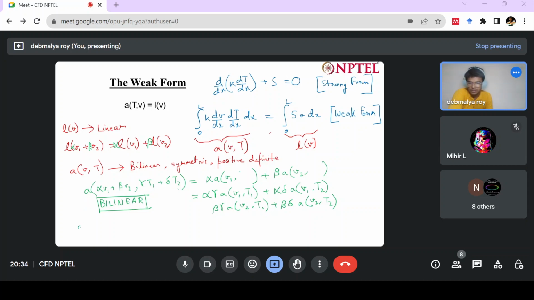It is symmetric. Symmetric basically means a v comma t is equal to a t comma v. You can keep comparing this with the term that we have got. So here also you can see, if I simply interchange v and t, no problem, because these are multiplied, I can interchange them. And also these are linear in two steps. So d/dx, this is the linear operator, and both of them are differentiated, simply first order derivative.